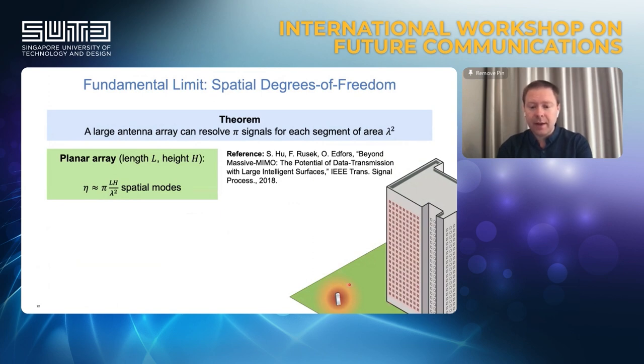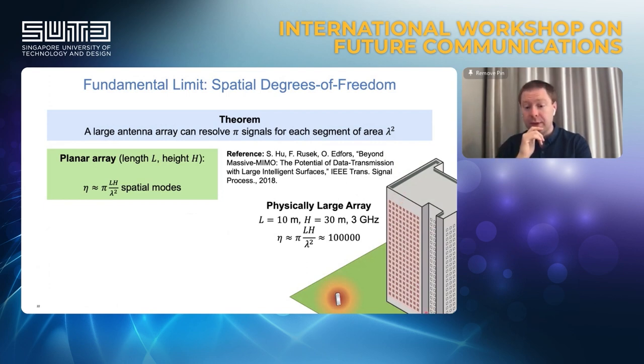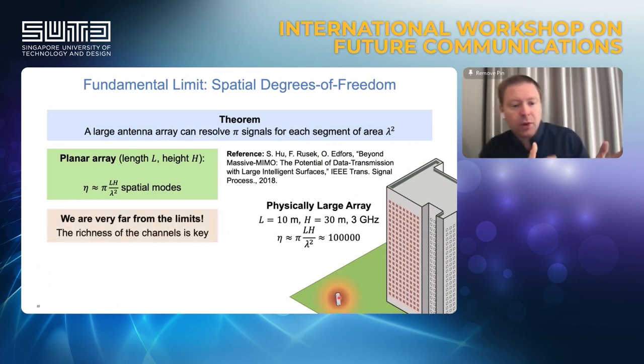And then some of them will be useful to this user device. So in this type of array here, 10 by 30 meters, 3 gigahertz band, as I was considering before, this array as such can resolve like 100,000 different signals. And a few of them, depending on how close you are, will be resolvable for each device, and the other ones will be used to serve multiple devices. So my point here is that we are very far from the limits, and the richness of the channel will be key here in order to figure out how many users we can serve in general, and for each device, how close they are will determine how many modes we can assign to every user. But we have a huge number of modes out there in the radio near field that we can utilize for communications.